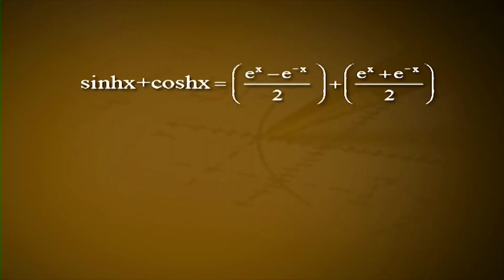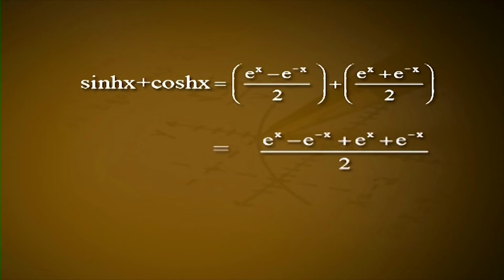Example 1. Show that sinh x + cosh x is equal to e^x. Answer. sinh x + cosh x is equal to (e^x − e^(−x))/2 + (e^x + e^(−x))/2, which is equal to (e^x − e^(−x) + e^x + e^(−x))/2, which is equal to 2e^x/2, which is equal to e^x.